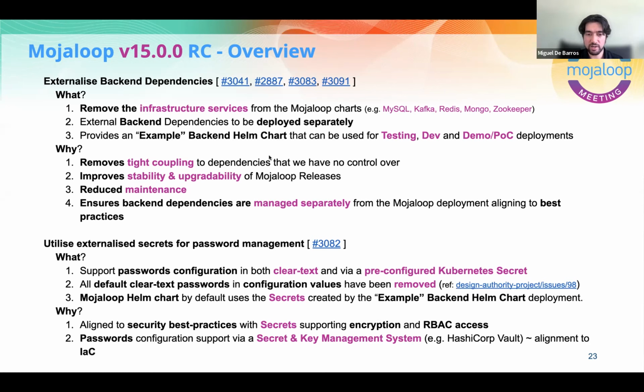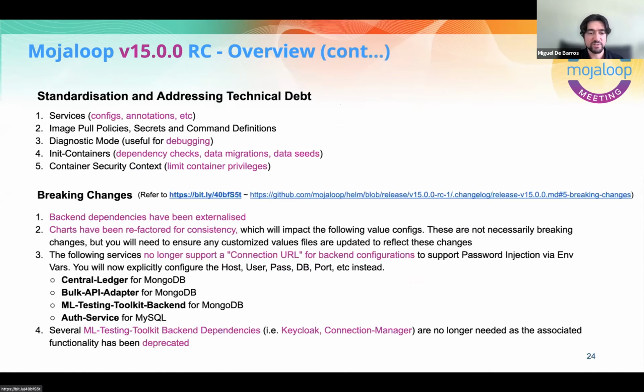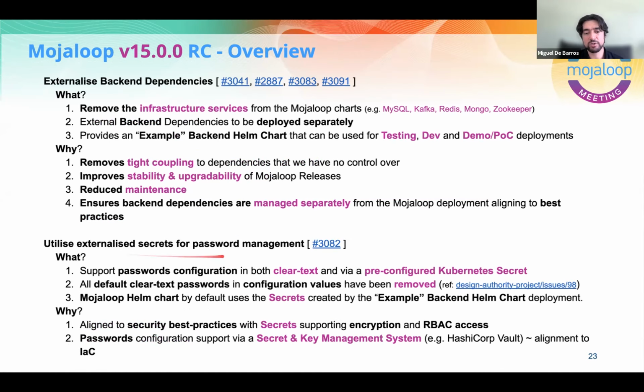The next big ticket item, I would say, is utilizing externalized secrets for password management. This really synchronizes with the externalizing of backend dependencies. Previously, we had clear text passwords in our configurations, and now we support both clear text and pre-configured Kubernetes secrets. However, it's worth mentioning that if you set the Kubernetes secret, it will override any clear text password. So the secrets always take preference.